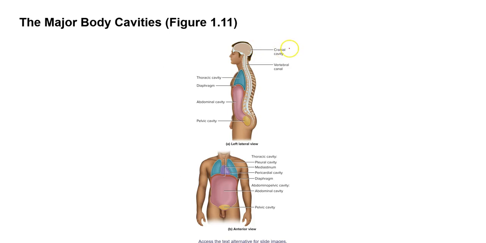Within the head, we have the cranial cavity. The cranial cavity houses the brain. The vertebral canal houses the spinal cord. The thoracic cavity houses both the lungs and the heart. We'll separate that in just a moment. The abdominal cavity contains the majority of the organs of the digestive system. And the pelvic cavity, it contains most of the organs of the reproductive and urinary systems.